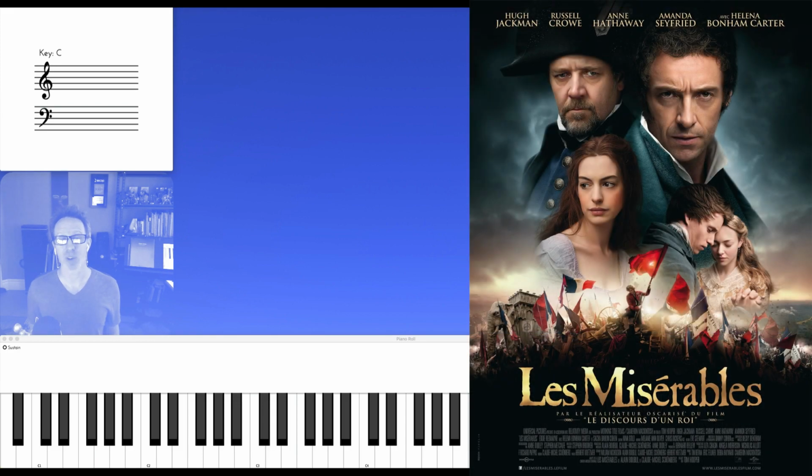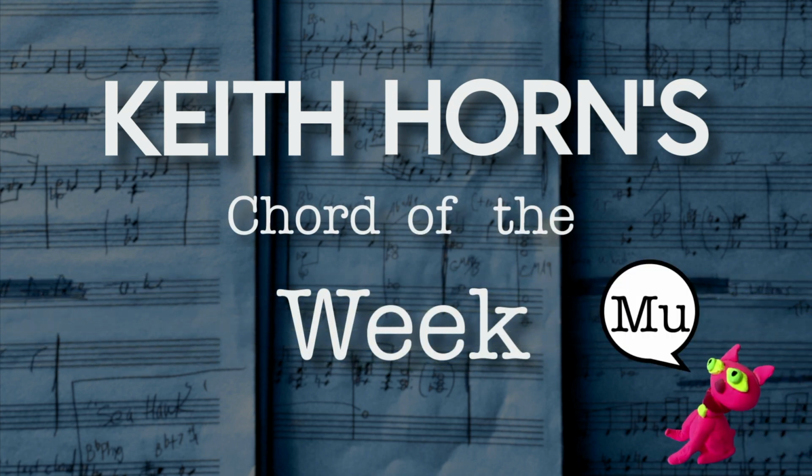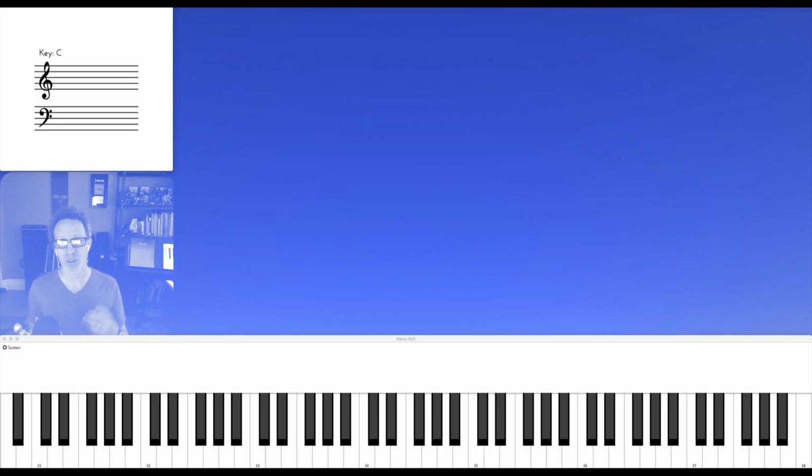Today I'm looking at a chord from Les Miserables. Bienvenue to Keith Horn's Chord of the Week. Listen to this chord from Les Mis.